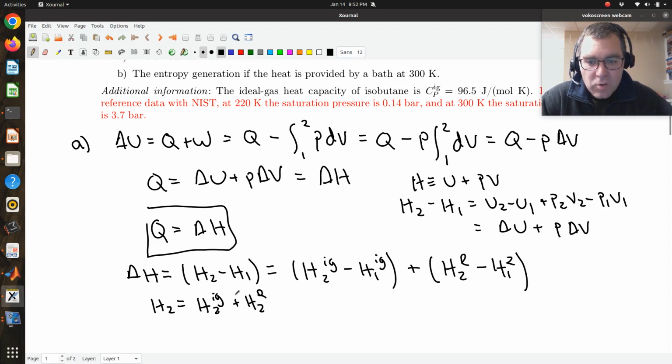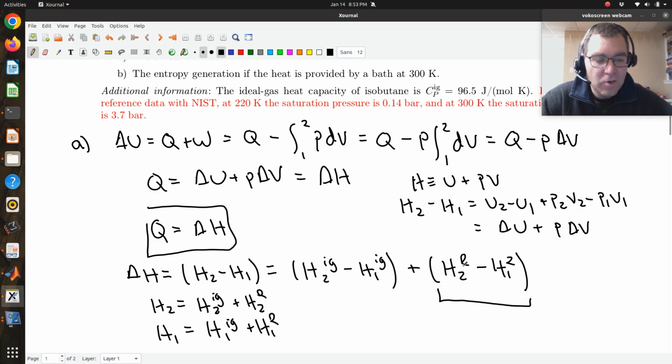So H2 is just equal to H2 ideal gas plus H2R. Likewise, H1 is equal to H1 ideal gas plus H1R. Okay, and what do I do with this? Well, when I think about the second term, this difference in residual properties, that's what I'm going to calculate using my SRK equation of state.